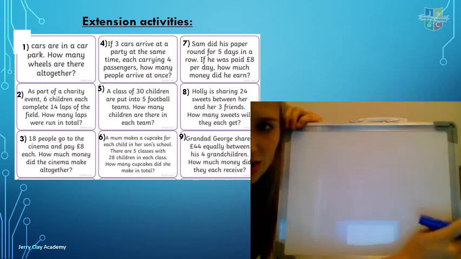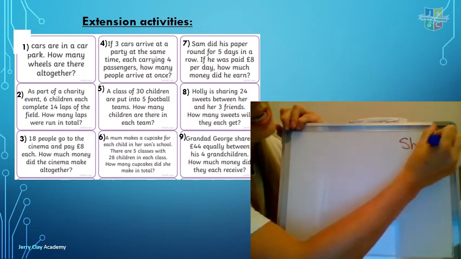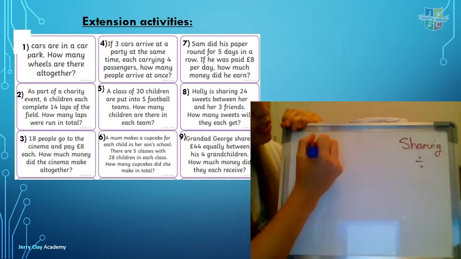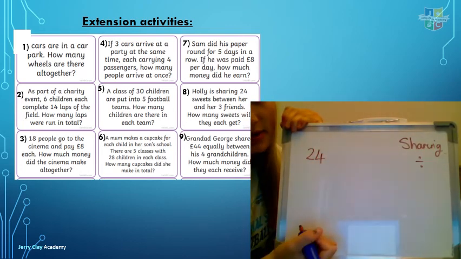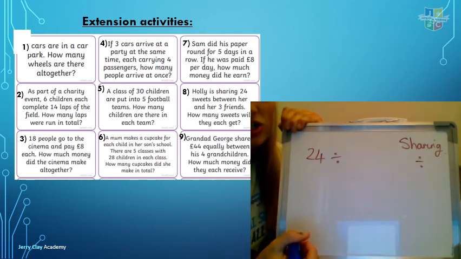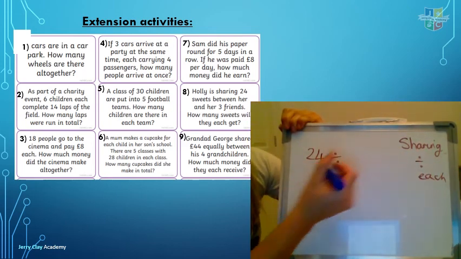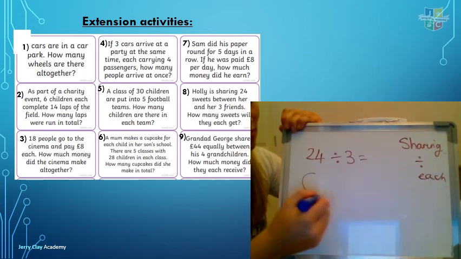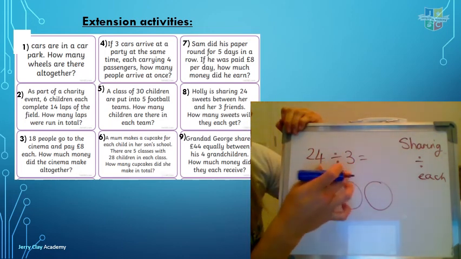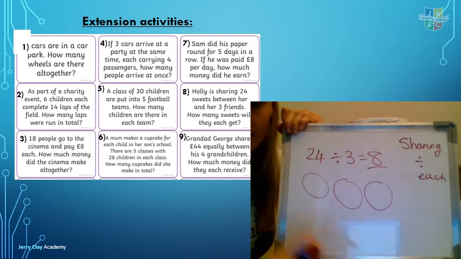Number 8, Holly is sharing, so the word sharing, so we know that straight away if you're sharing you're going to be dividing. Holly is sharing 24 sweets between her 3 friends, and we want to know how many she will each get. So again, we know each is going to mean we're going to divide. 24 divided by 3, you could have done 3 circles, shared them 24 times, or just do your 3 times table to work out that the answer would be 8.